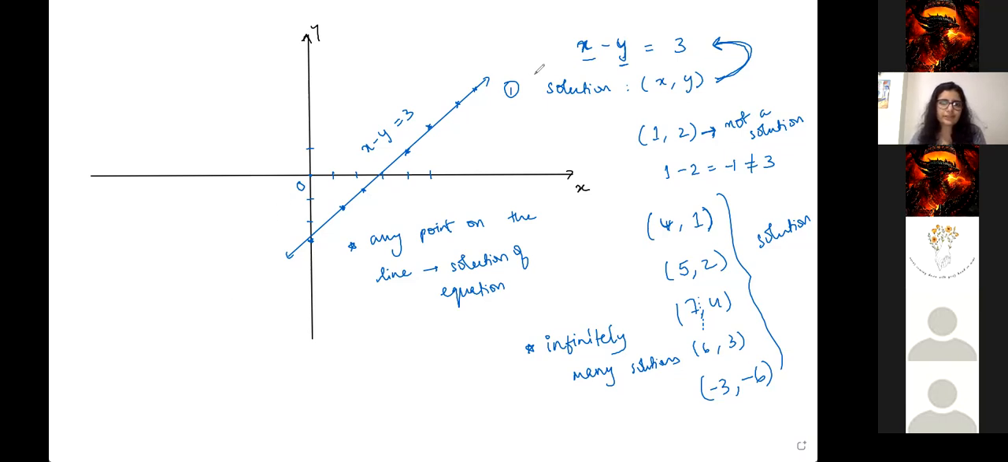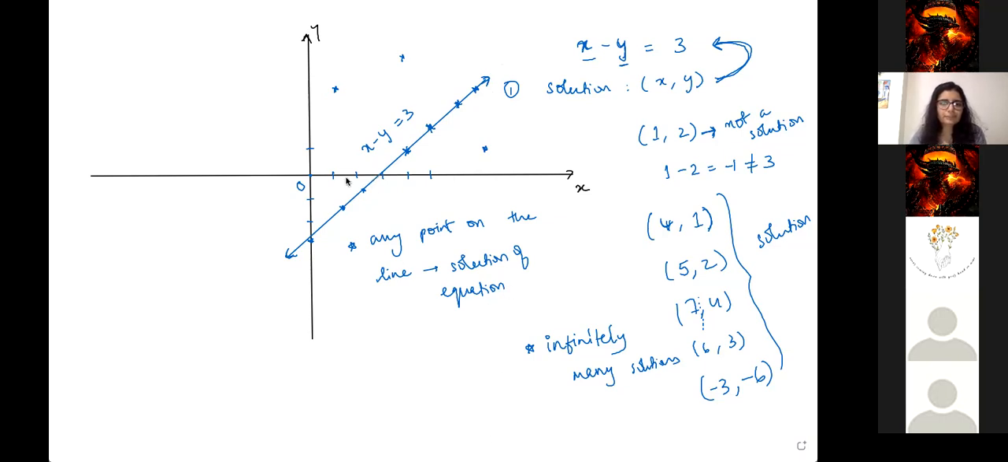And when you plot all of the solutions on the coordinate graph, you get a straight line. And that's basically why they are called linear equations, because they form a straight line. So yeah, because you're taking the solutions and plotting the graph, any point lying on the line is a solution of the equation, and any point that is not on the line is not a solution of the equation. That is the thing.